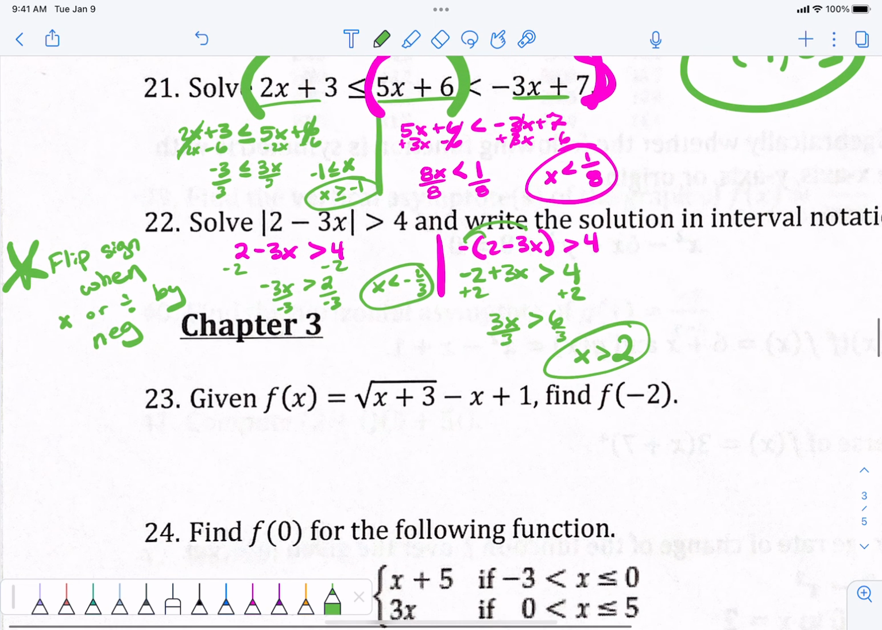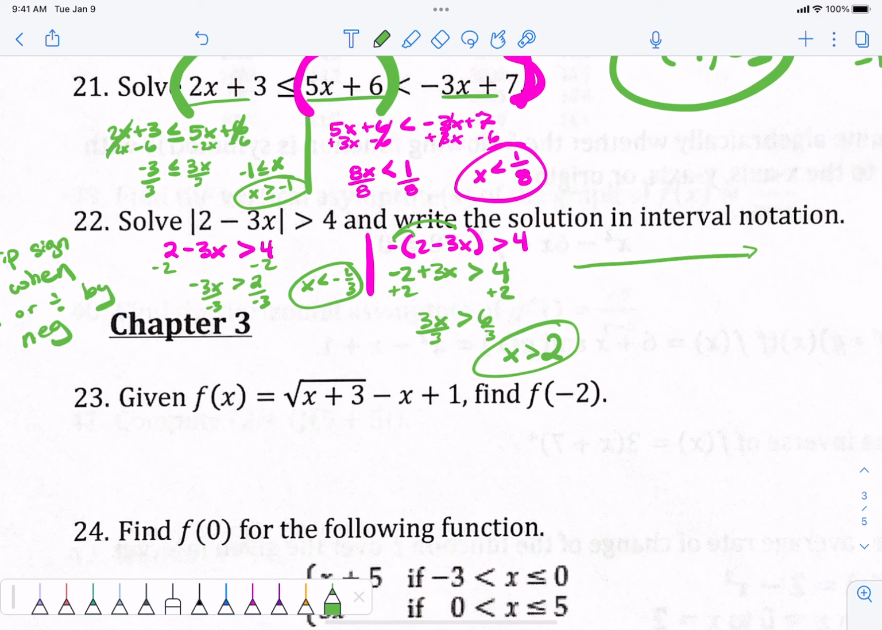Okay, before we do interval notation, let's plot this here just to make it easier. We have negative 2/3 over here, and we have 2 right here. Open or closed? Both are open. Are they going together or are they going opposite directions? Opposite directions. X is less than negative 2/3 and x is greater than 2.